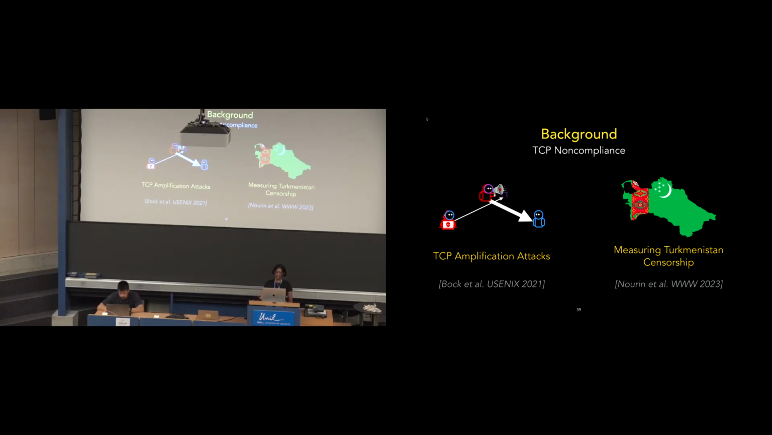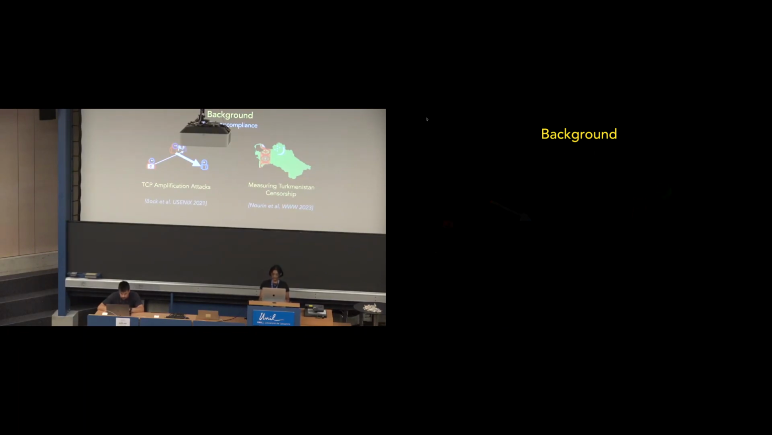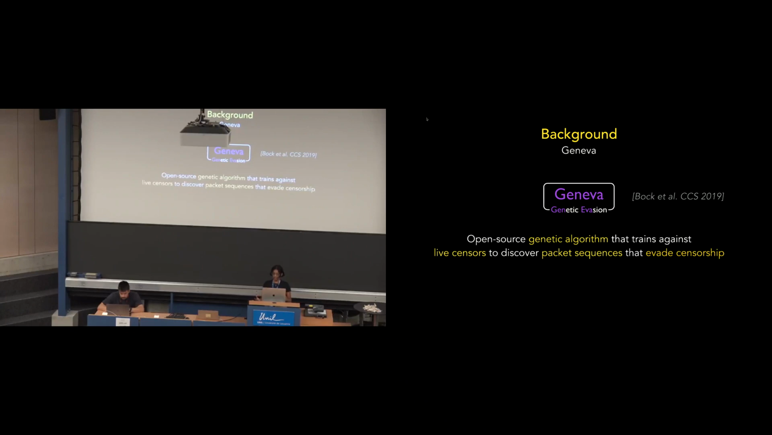But this just goes to show that there are all these bizarre, undocumented behaviors by censoring middleboxes that we really just need to understand and determine before we try to trigger the censors without any endpoint participation. And unfortunately, manually determining all of this is not going to work. It's not going to scale for other countries, and it's also not even going to scale for countries that have ISPs implementing decentralized censorship. And so we turned to Geneva to automate this process. Geneva is an open source genetic algorithm that trains against live censors to discover packet sequences that evade censorship.